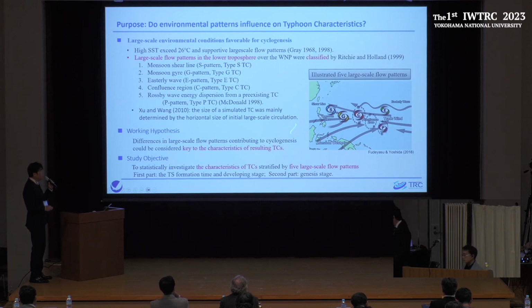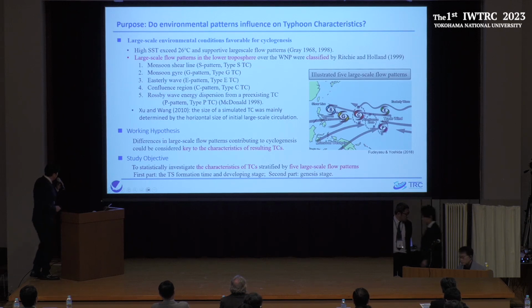Monsoon shear line, we call this environment the S pattern or type S. Monsoon gyre, type G pattern. The easterly wave related to the large synoptic-scale tropical easterlies, E pattern. And confluence between the westerlies and tropical easterlies, C pattern. And Rossby wave energy dispersion from a pre-existing cyclone, P pattern.